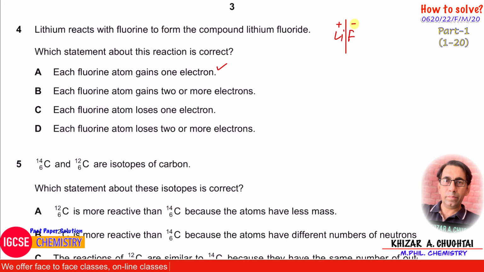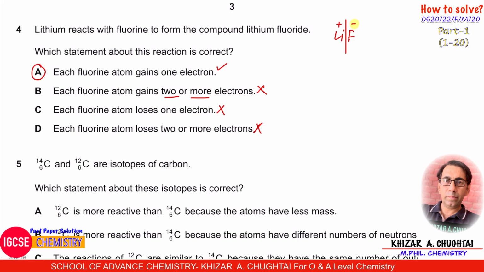However, let me check the other options as well. Each fluorine atom gains 2 electrons or more electrons. No. Each fluorine atom loses electrons, not at all. Each fluorine atom loses, again, no. So A is the correct option.